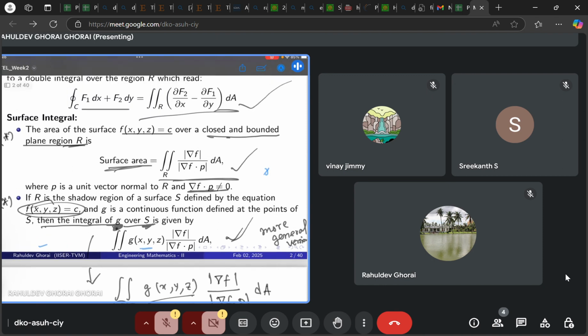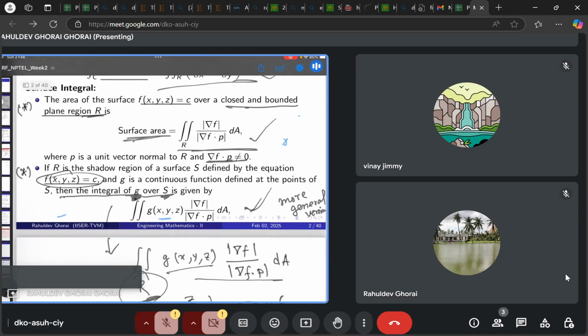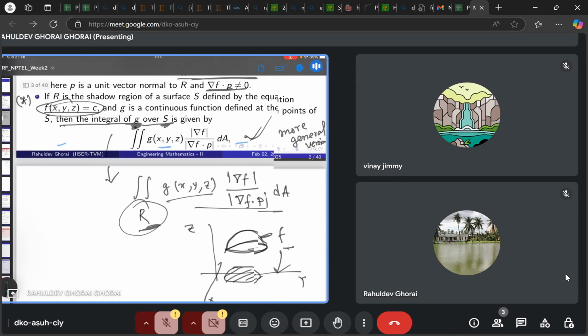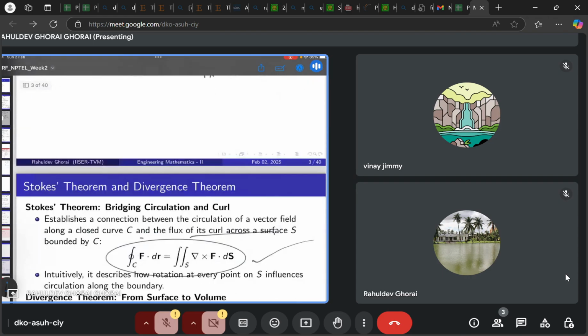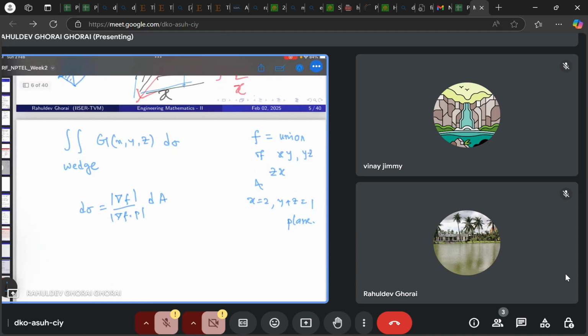Your surface integration is not over a single plane now. It is over another surface, which is a union of planes. So what you need to do is use this formula. That is what I have written. G times, it was small g, here it is capital G, nothing else. Otherwise the formula is this.